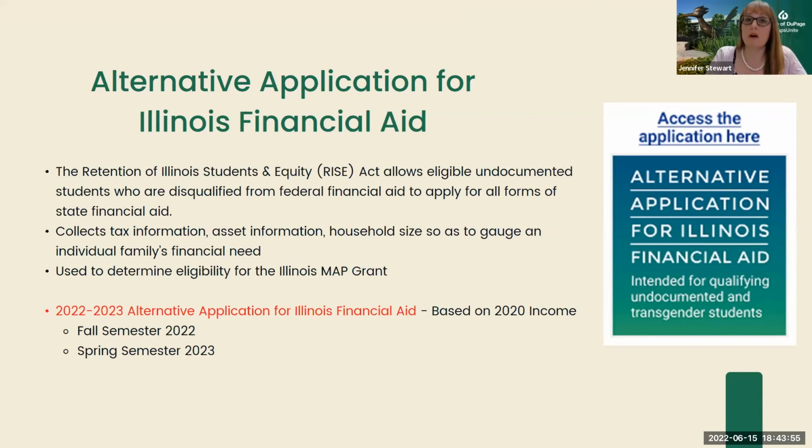The Illinois MAP grant only covers fall and spring. So if you're planning to attend in the fall, again in August, or spring in January, you want to fill out the 22-23 alternative application for Illinois financial aid, and you can apply online at ISAC.org. Again, looking at 2020 income. Again, if there have been changes, you would let us know.